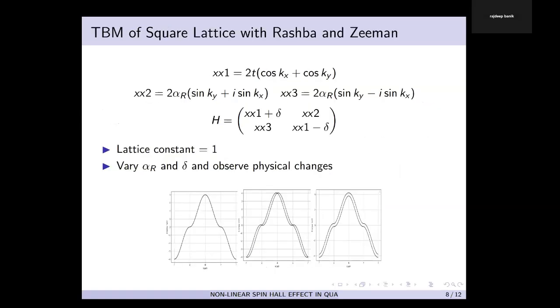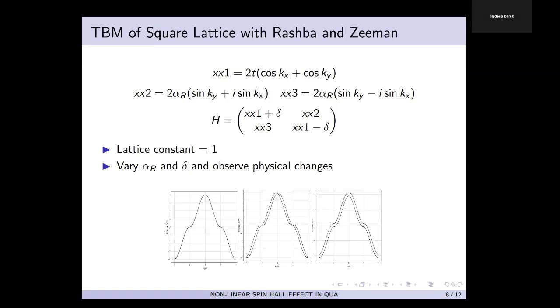After that, my work is based on the tight binding model of a monoatomic square lattice with Rashba and Zeeman effect. So here I have considered that the first term is coming from the hopping term, and the second and third terms are from the Rashba coupling term, which I have derived from the second quantization formulation, and I have considered the Hamiltonian. For numerical calculation, I considered the lattice constant as 1, and I have plotted the band structure.